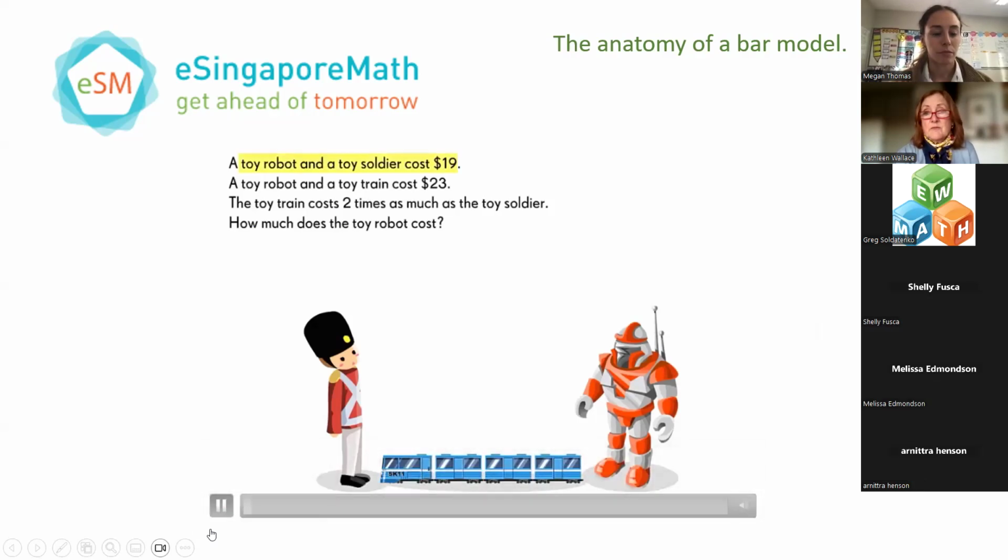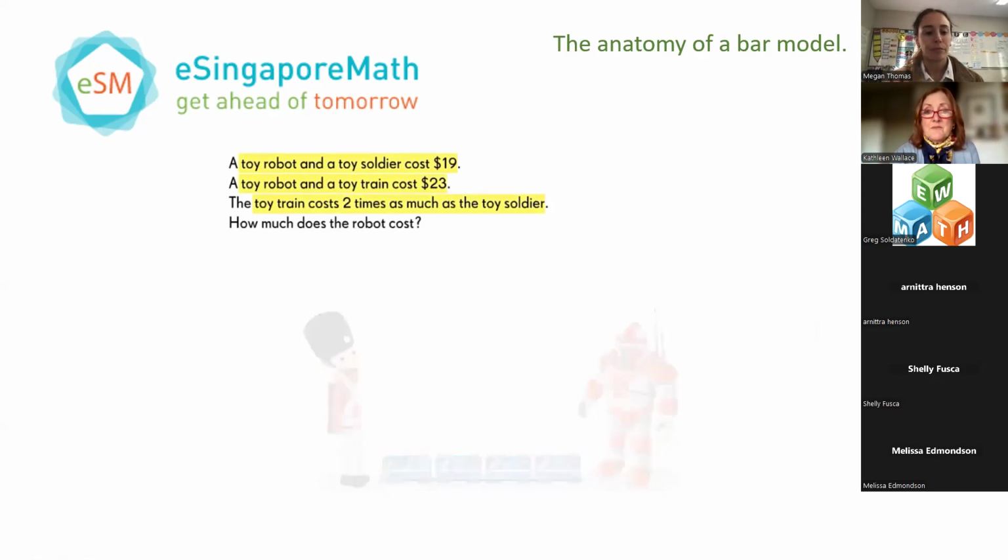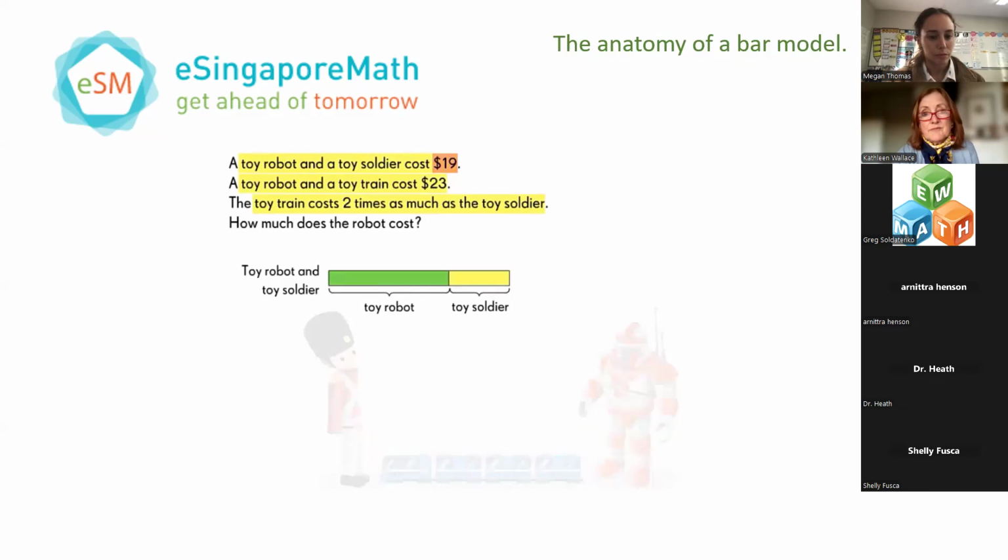A toy robot and a toy soldier cost $19. A toy robot and a toy train cost $23. The toy train costs 2 times as much as the toy soldier. How much does the toy robot cost? Let's draw a bar to represent the cost of a toy robot and another bar to represent the cost of a toy soldier. A toy robot and a toy soldier cost $19 altogether.